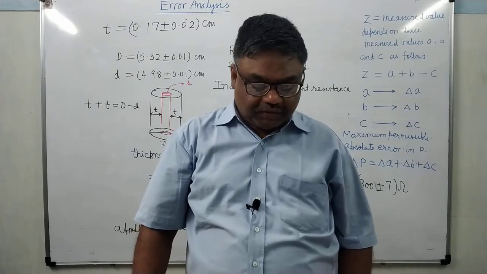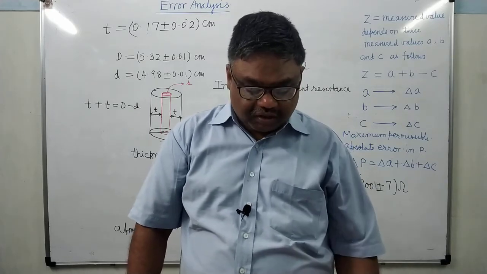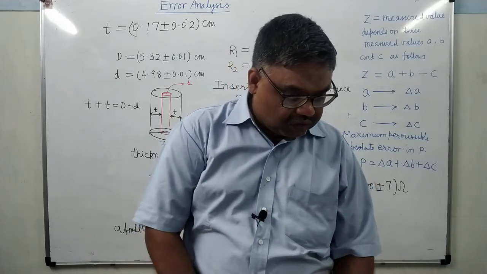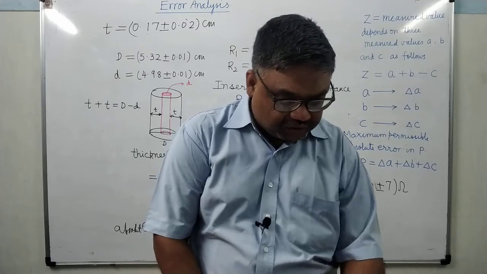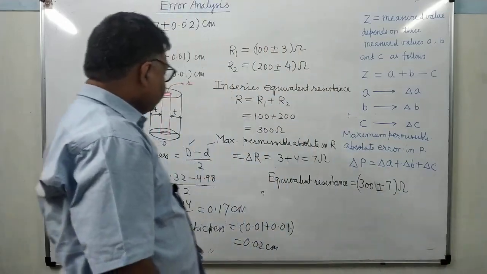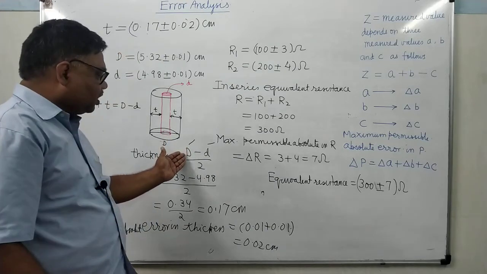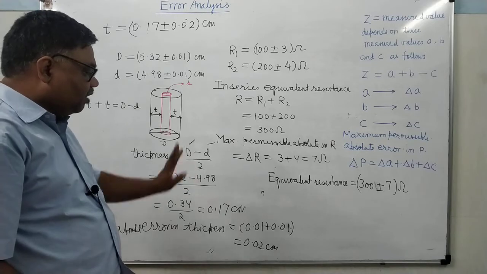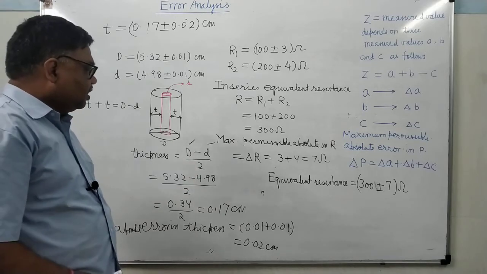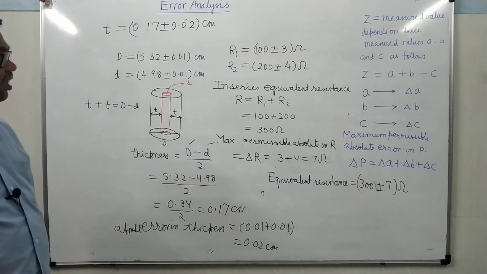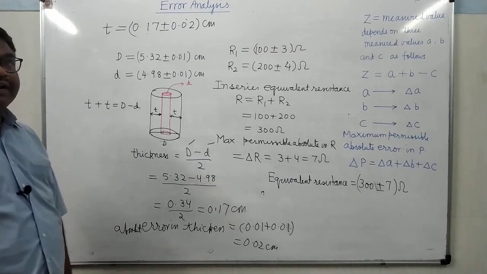Because division by some number is not contributing any error, it will be the same. It's clear? It will be simply the absolute error in this plus the absolute error in this. There will be no need of dividing. Division we will do only for calculating the thickness, not for calculating the error.